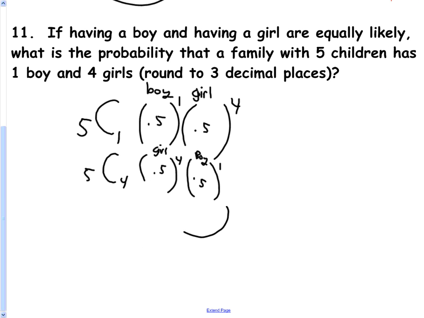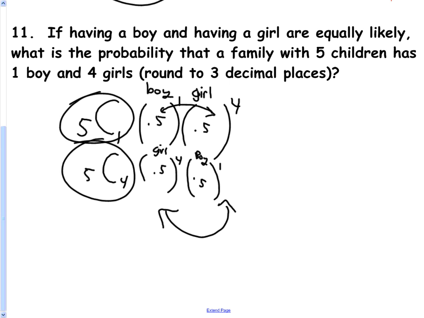Well, these two are just reversed compared to these two. And that's okay to reverse things in math. That's the commutative property of multiplication. And then these two come out to the exact same thing. If you don't believe me, try it. Try 5C1 and 5C4. You'll get the same number. So that's why they will work either way.